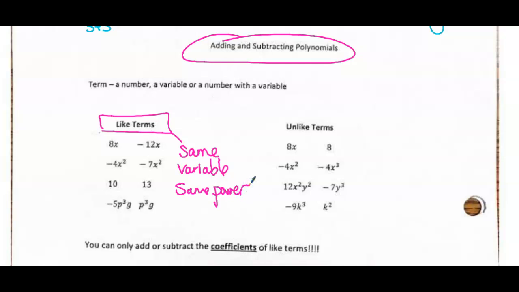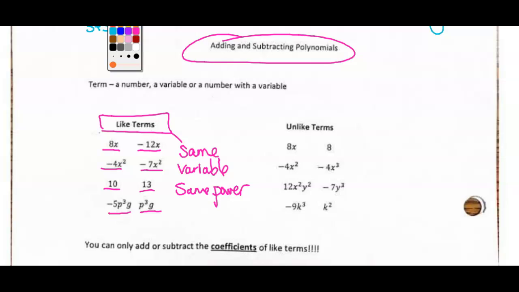So take a look. 8x, negative 12x. Those are called like terms. Negative 4x squared, negative 7x squared. Those are called like terms. Numbers by themselves, 10 and 13. They're like terms. And the last set on the left, negative 5p to the third g and p to the third g, they're like terms.